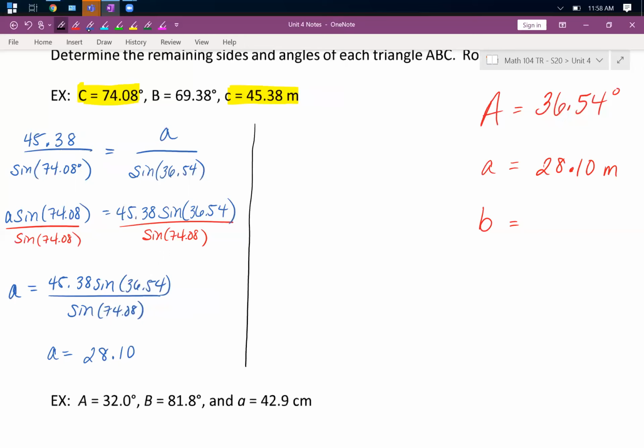Now I would go back and use the original pair given as the first half of this proportion, because this side A is rounded and I don't really want to start my problem off with a rounded answer. I would most definitely start with 45.38 over sine of 74.08 and then do B over sine of 69.38 degrees.